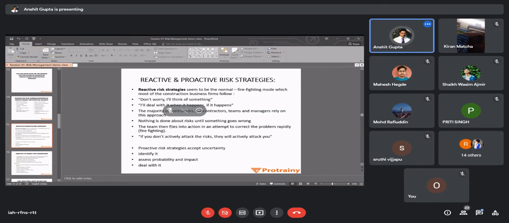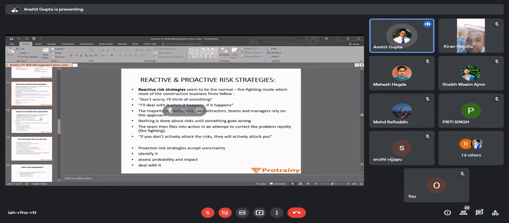Okay, the team then flies into action in an attempt to correct the problem rapidly. That is firefighting mode. If you don't actively attack the risk, it will actively attack you. That's why you need to study risk management, so that we can change our behavior from a reactive to a proactive risk strategy. Accept uncertainty, identify it, assess its probability and impact, and deal with it beforehand.